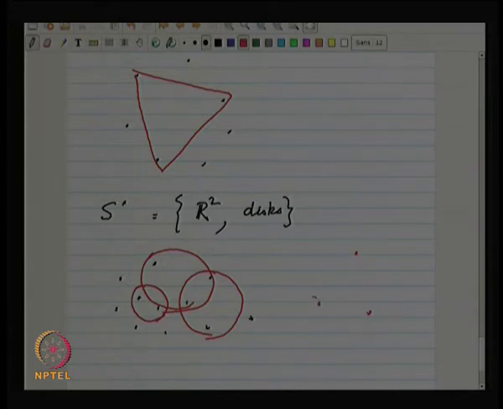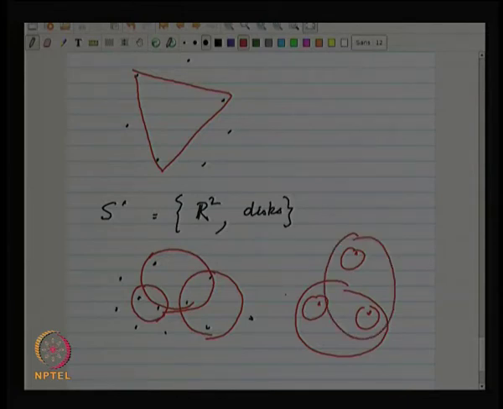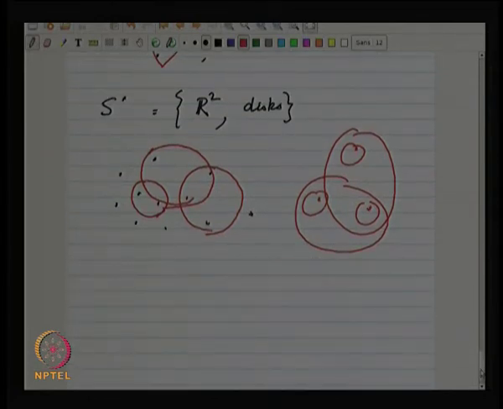If I take 3 points, I should be able to draw disks containing these, these, or these. I should be able to find such sets of points. So I claim that it is at least 3. And to say that it is no more than 3, we have to somehow argue that if there are 4 points, there is no way that it can be shattered.